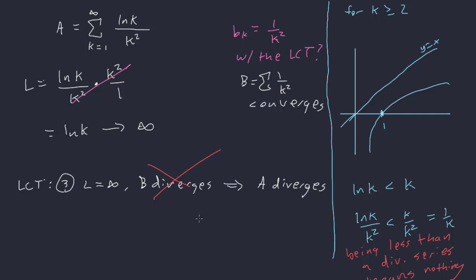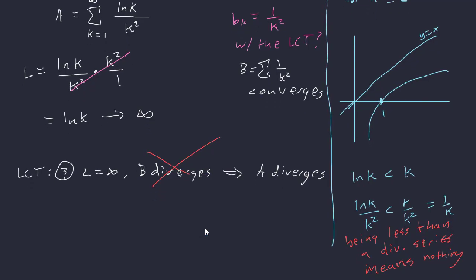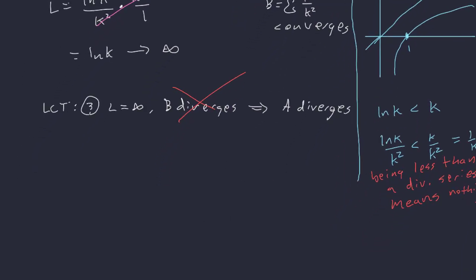All right, so here's what's going on. Our ln k over k squared, we know it's less than 1 over k, but it's also going to be greater than 1 over k squared, because for k's past a certain point, all of our ln's will be greater than 1. So it's trapped between, well, it's greater than a convergent series, and it's less than a divergent series. So both of these situations actually mean nothing.